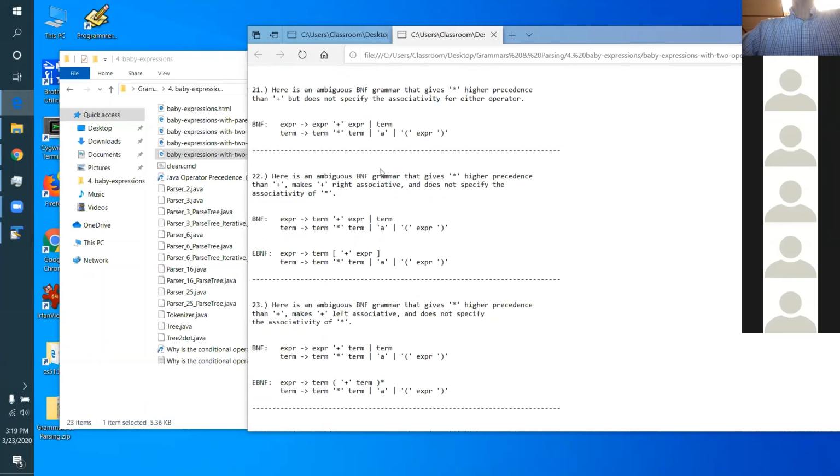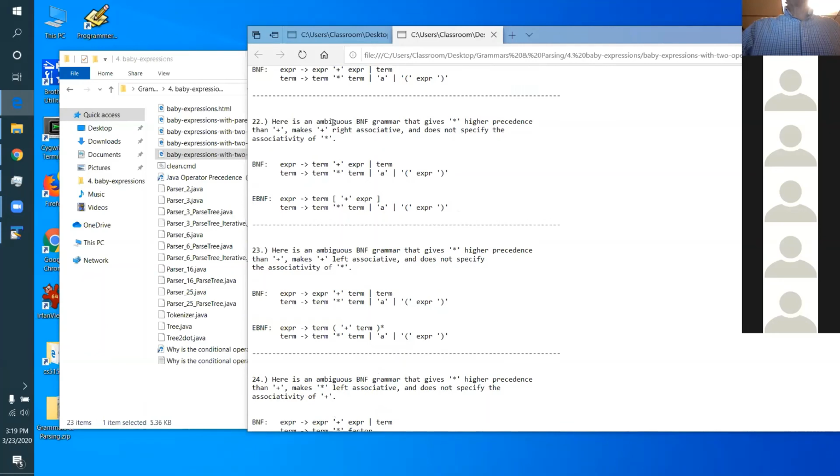Let's look at 21. Okay, now we go to two productions. So now multiplication, since it's lower in the productions, it has higher precedence. But this one's really ambiguous. So there's no attempt here to make things left associative, right associative. So, you know, we have parentheses and we have two levels of precedence, but it's ambiguous.